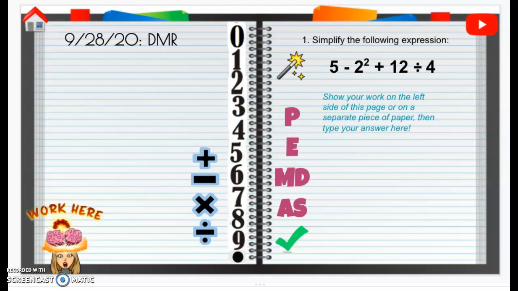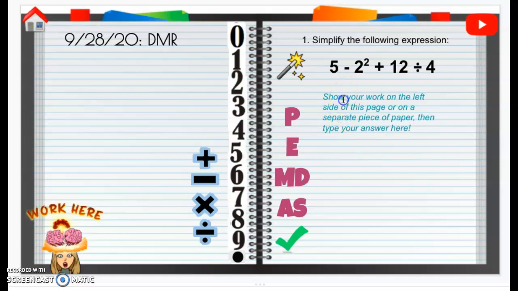September 28th, 2020 DMR, or Daily Math Review. Number 1, simplify the following expression. So we have 5 minus 2 squared plus 12 divided by 4. So we're going to show our work here.